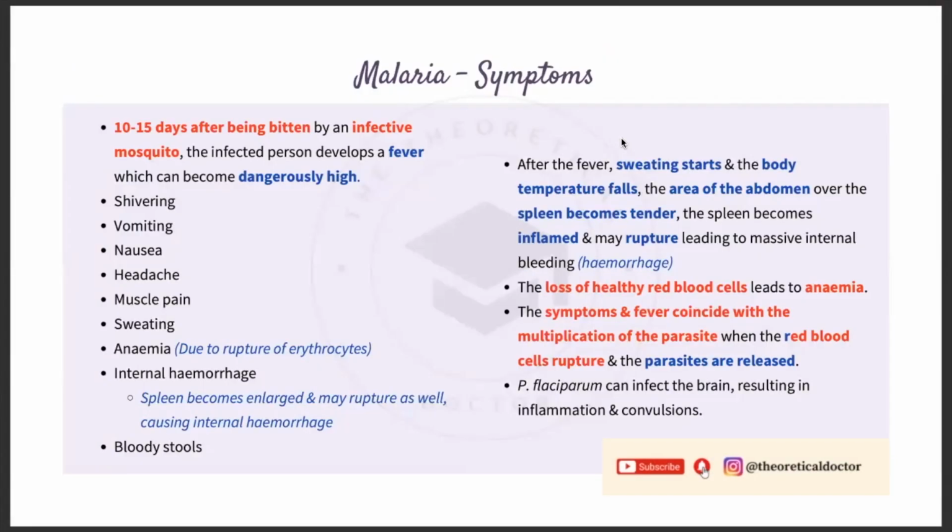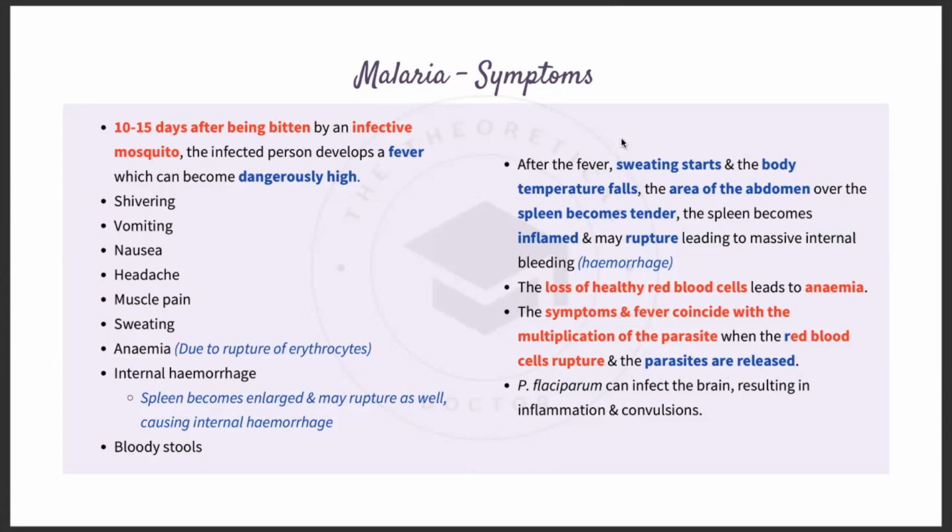So 10 to 15 days after being bitten by an infected or infective mosquito, the person then develops fever, and it can become dangerously high. The fever in malaria is basically cyclical. There will be low grade first, followed by spikes of high grade fever and shivering. Then they'll be okay again, low grade fever, and then spikes of high fever. This sudden spike in fever is due to this: when the erythrocytes, the red blood cells, rupture and the merozoites are being released with their toxins.